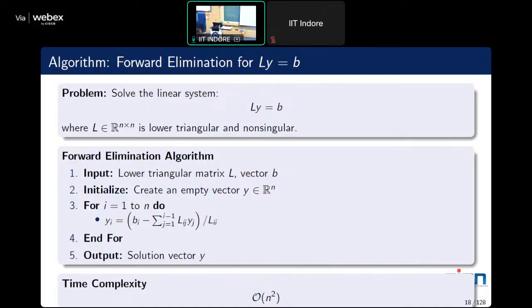And Lii is not equal to 0, because initially we have chosen A to be a non-singular matrix. If A is a non-singular matrix, then L and U should be non-singular matrices. Otherwise it is singular, because determinant of A equals determinant of L times determinant of U. So both L and U should have non-zero determinants at the same time. Otherwise the matrix would be singular. So here L is a non-singular matrix and U is also a non-singular matrix, so you can get the output of this.